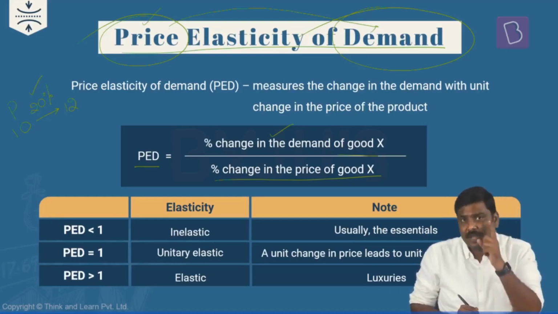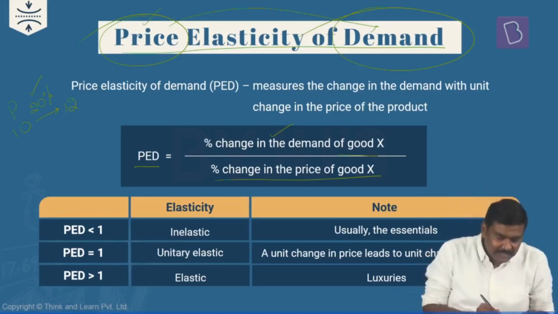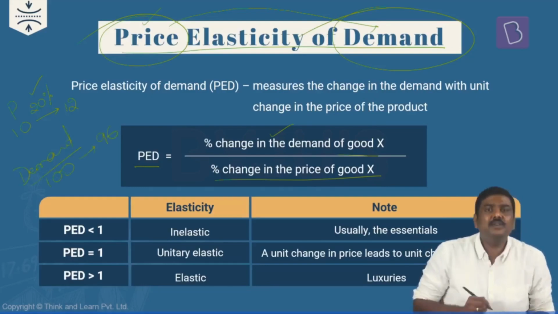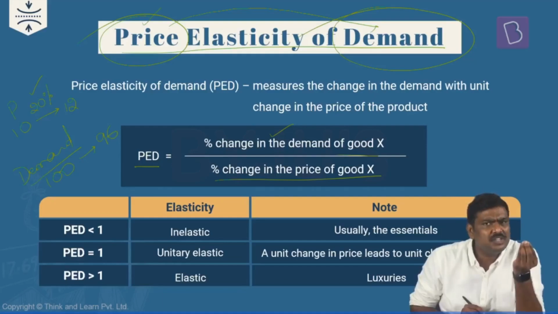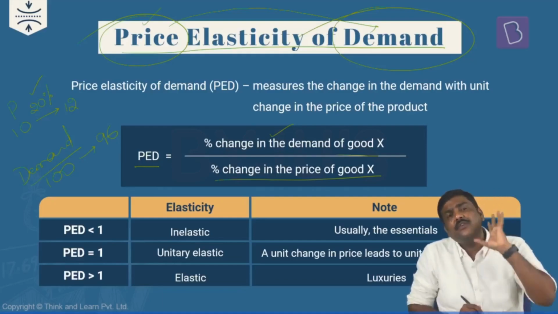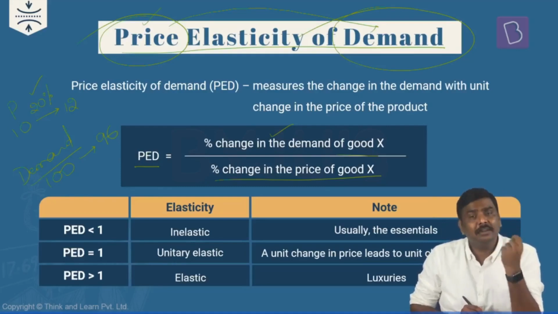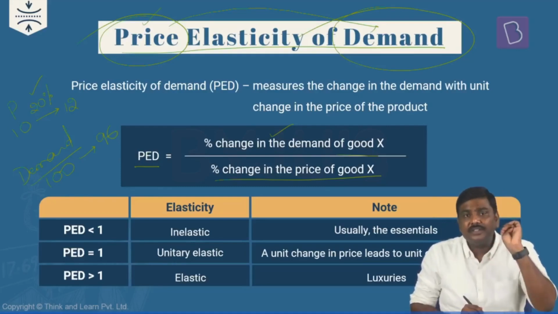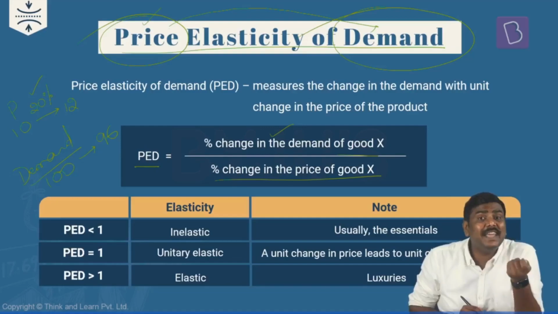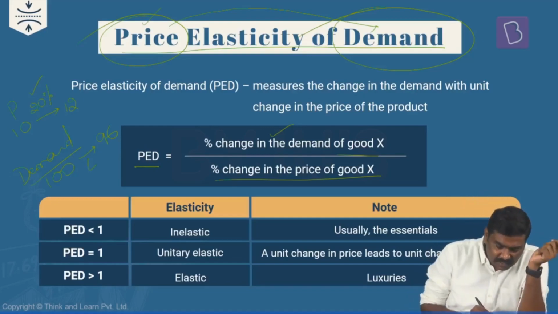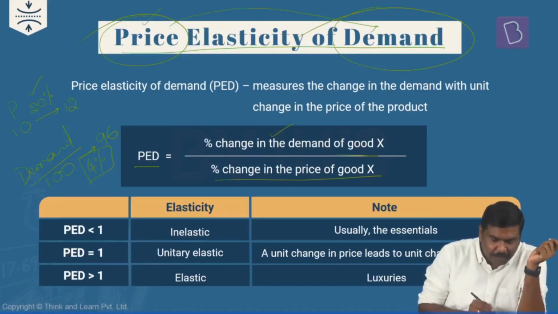And when the price changes, obviously the demand should also change. Let's say hypothetically, I'm taking a hypothetical number here. The demand for this particular commodity earlier was 100 units. Now it has fallen down to 96 units. Earlier it was how much? 100 units. Now it has fallen down to 96 units. So in terms of quantity demanded, it has come down by 4 units. But in terms of percentage, the demand has come down by 4%.